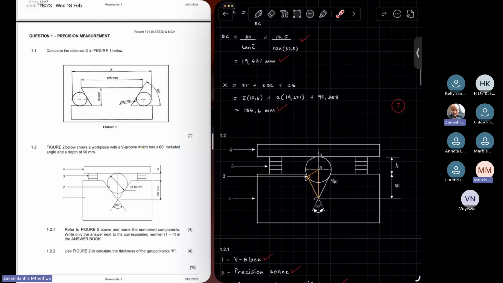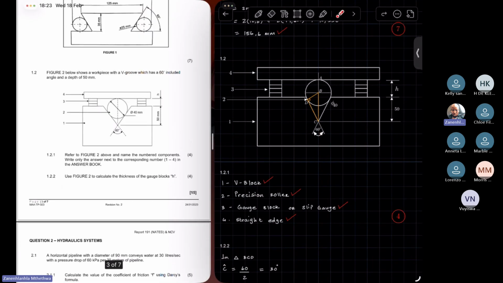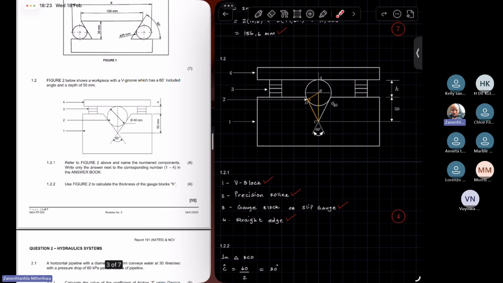Right. Now let's look at 1.2. 1.2 is as follows. Figure 2 below shows a workpiece with a V groove which has a 60 degrees included angle and a depth of 50 millimeters.